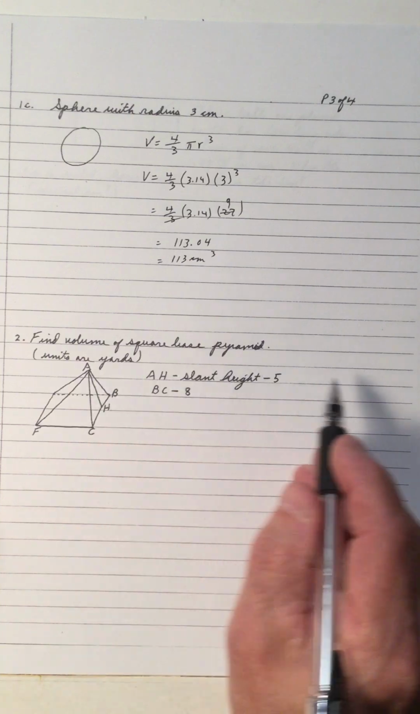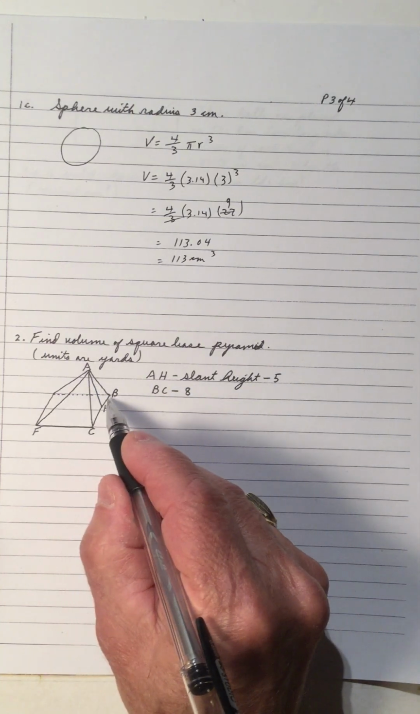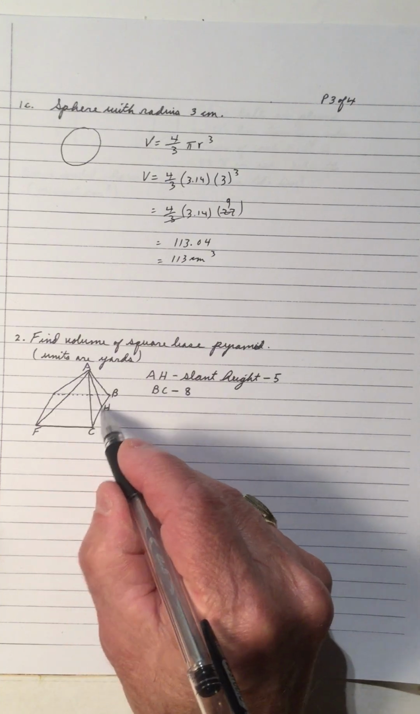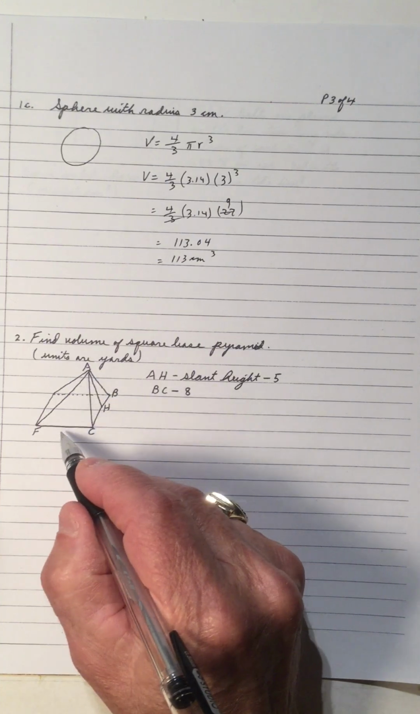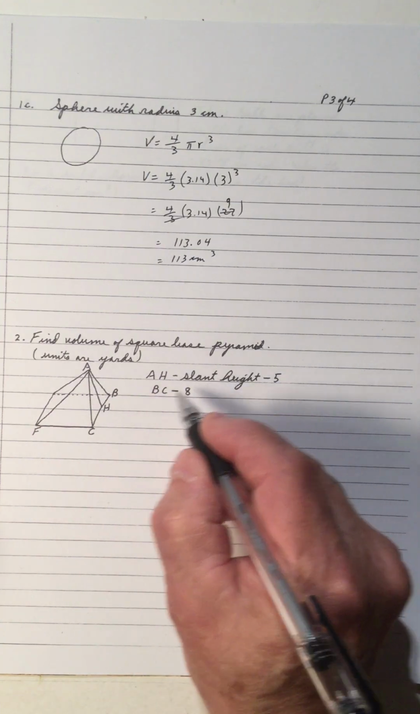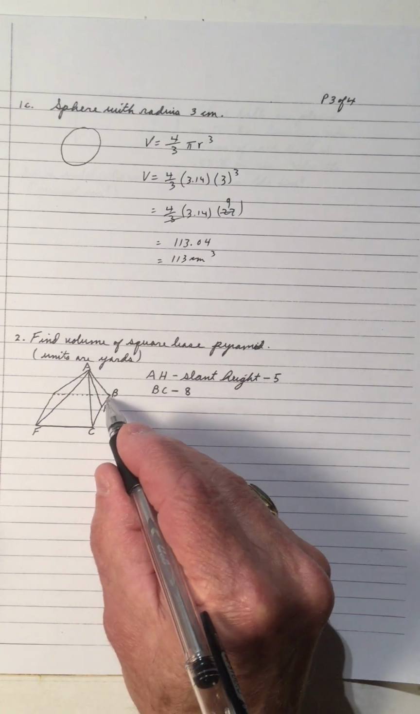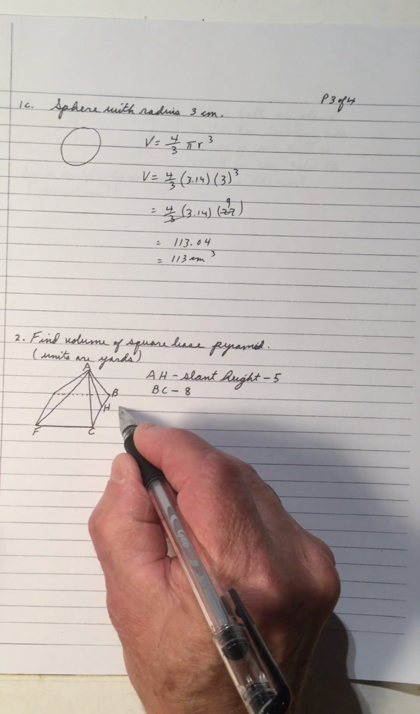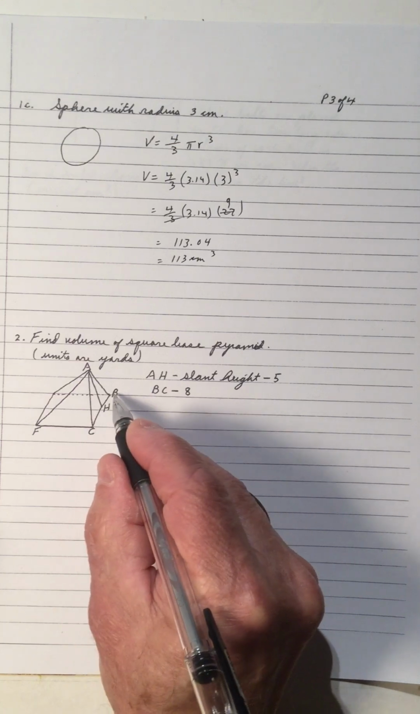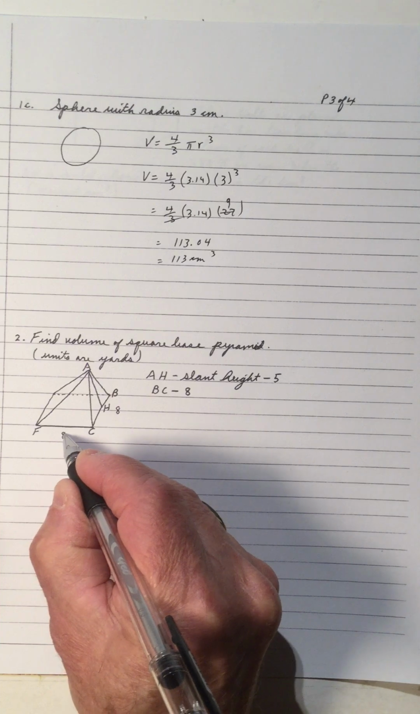Number 2. Find the volume of a square base pyramid. The units are yards. So this is a square base pyramid. So the base of the pyramid right here, this base is a square. So what we have is a slant height. AH is a slant height of 5. BC is 8. Because it's a square base pyramid, that means FC is 8.